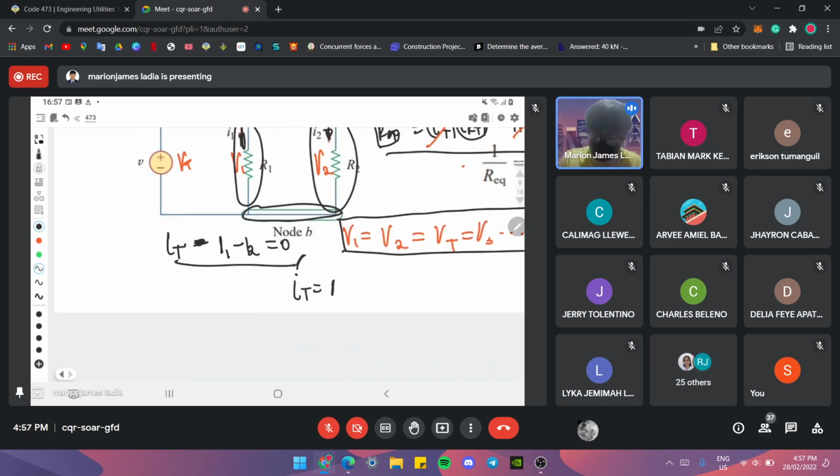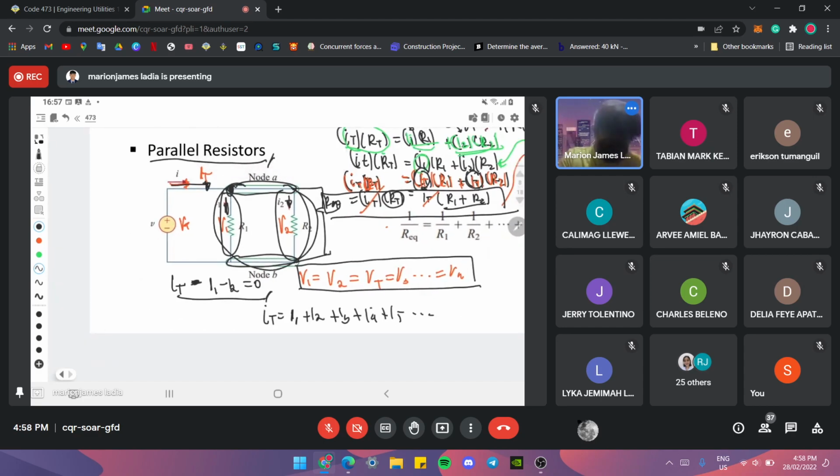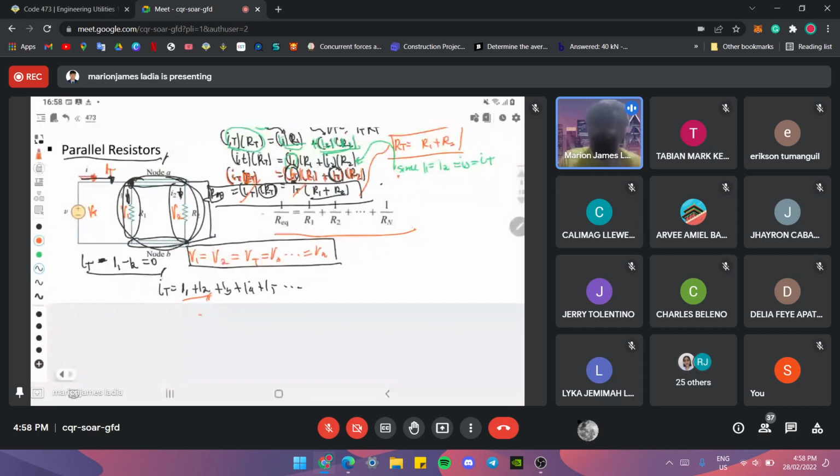I1 plus I2. So if you add one more there, we already have plus I3, plus I4, plus I5, and so on and so forth. So let's focus on these two resistors first. So we have I1 plus I2. So how will we derive this formula? Just like how we derived our series connection formula, by the property of the connection alone.